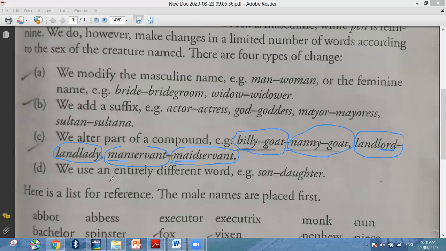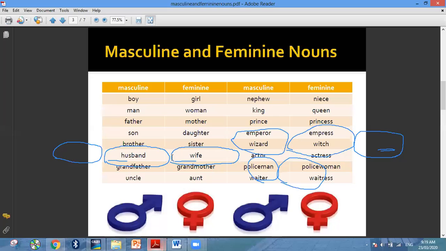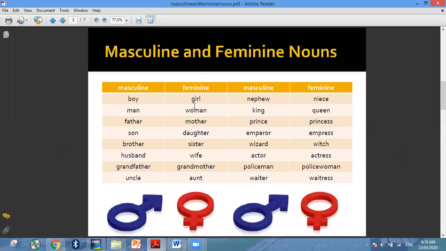We use an entirely different word, like son and daughter. This is totally different from that one. Son, daughter, brother and sister, father and mother. Completely different, like the examples we studied here. Boy and girl, man and woman. This is completely different from each other. Father and mother, son and daughter, brother and sister, husband and wife, grandfather and grandmother. We can consider these compound words. Uncle and aunt.